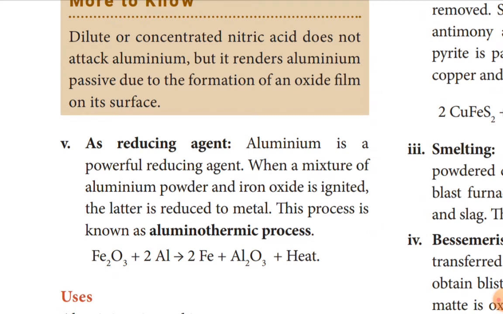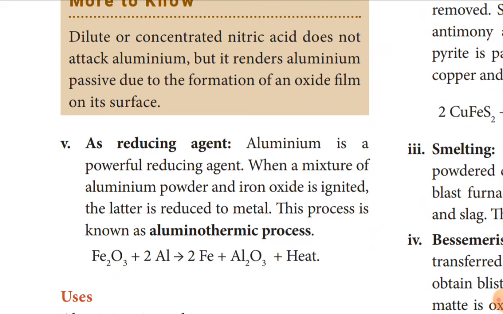And in this reaction, both things take place: oxidation also takes place, reduction also takes place. That is, Fe2O3 is reduced to Fe. That means what? Removal of oxygen. That is reduction.